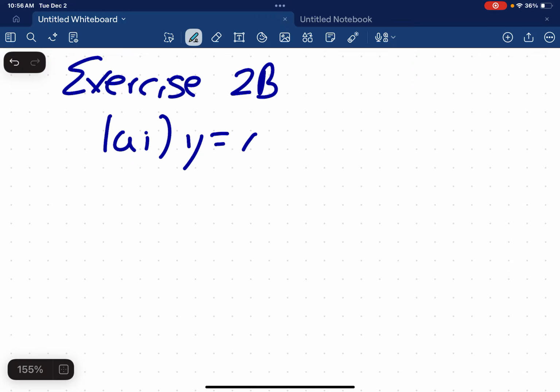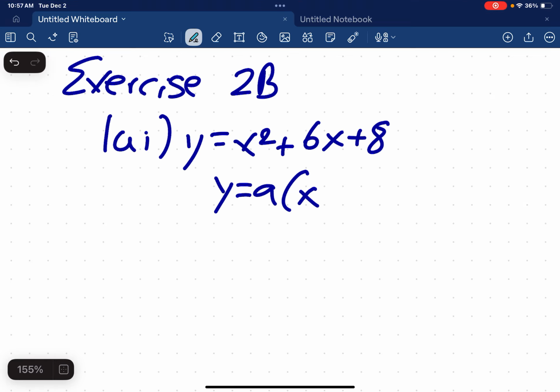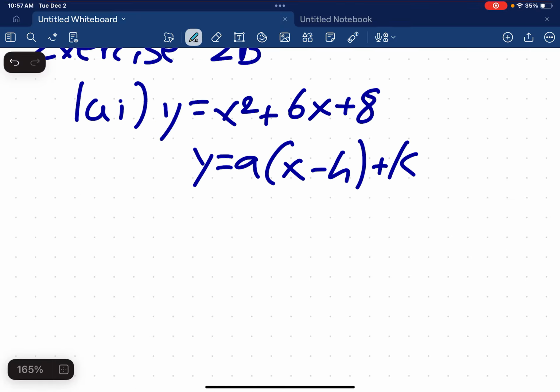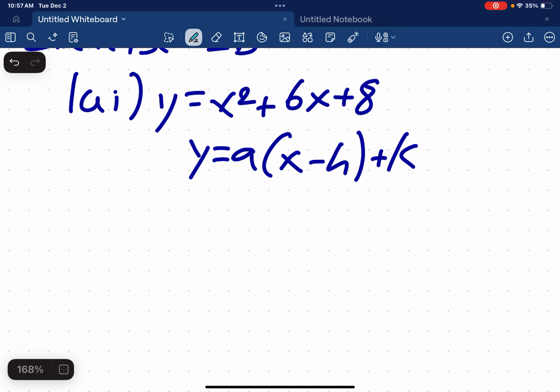First equation is y equals x squared plus 6x plus 8. We first need to actually write this in vertex form. Vertex form, remember, is written like this, where a is our transformation, and h and k are the x and y value of the vertex, respectively. To determine this, we're first going to split this quadratic equation like this, since we want this value here to be squared.